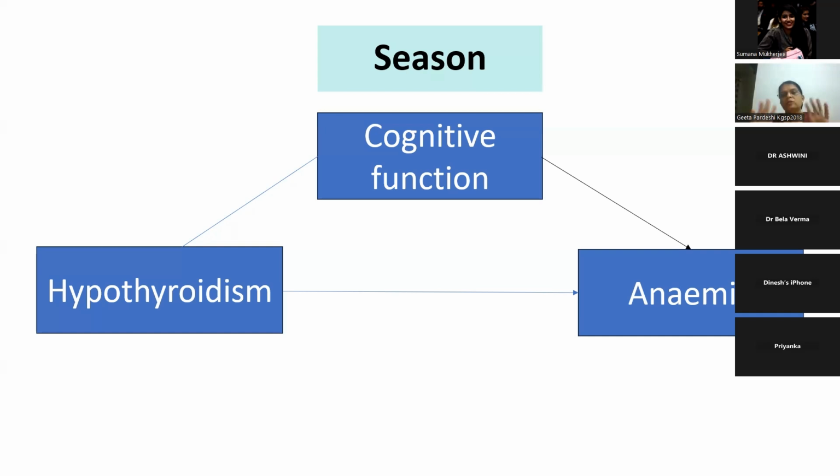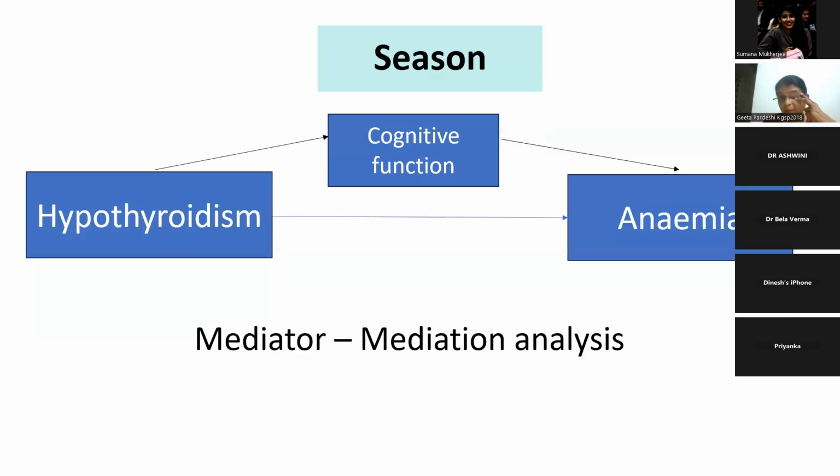Yes, ma'am. So in this context, cognitive function is a confounder. Now what happens? Look at this. What happens if I say hypothyroidism affects cognitive function and impaired cognitive function, through impaired dietary intake, impaired compliance to treatment, impaired treatment seeking, increases the risk of anemia? What happens?